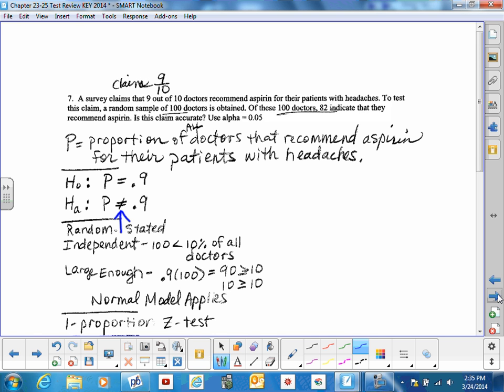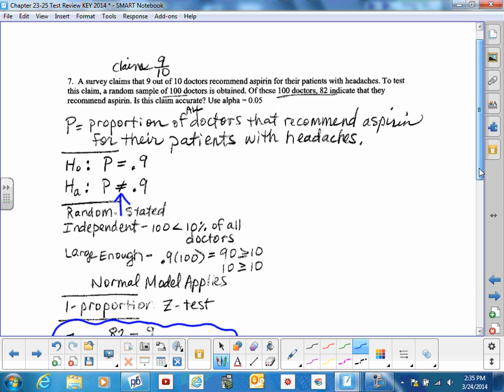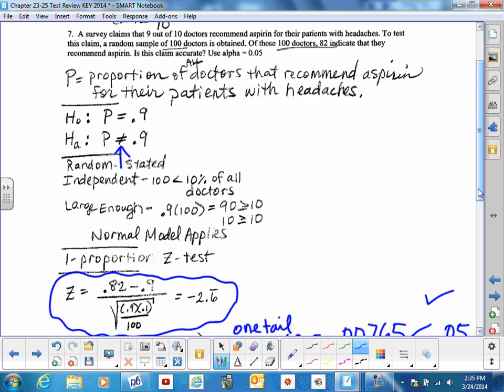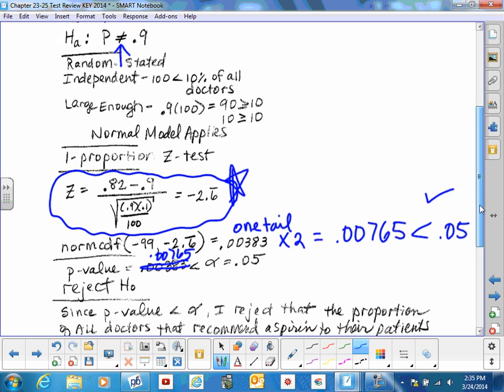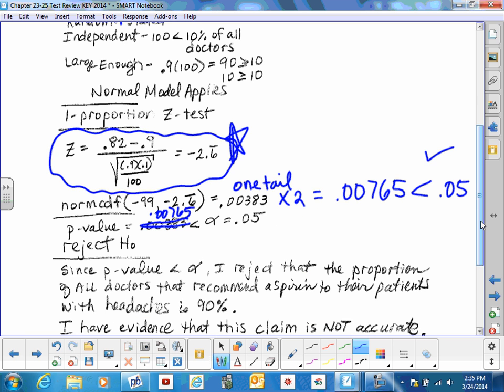Number 7, I have an incorrect p-value on your pink papers, your pink answer keys. So let's talk about that. Number 7 is a 1 proportion problem. So I was looking to see that you can actually do the z computations by hand and that you normCDF'd for 1 tail.